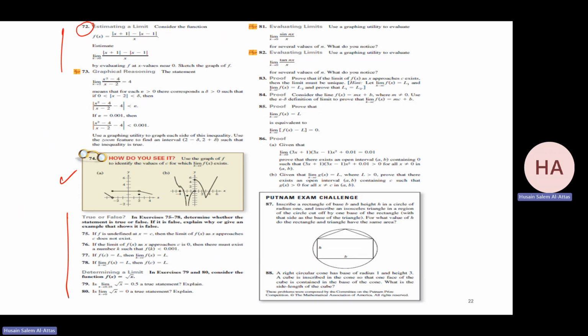Next one, he said if the limit as x approaches C is 0, then there must exist a number k such that f of k is less than this. Approaching 0 means f of k will be very small. It means the limit of f of x as x approaches C is equal to 0.